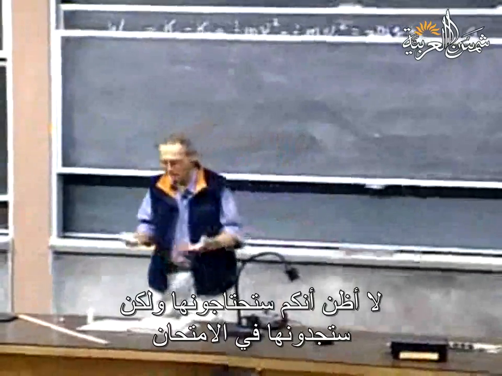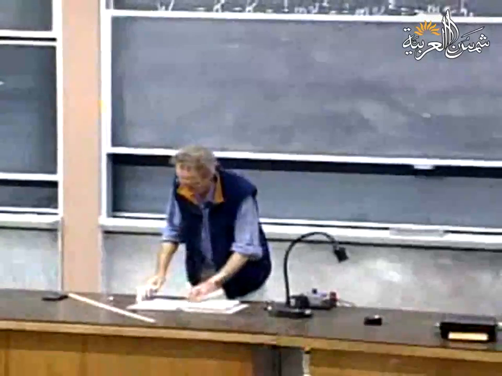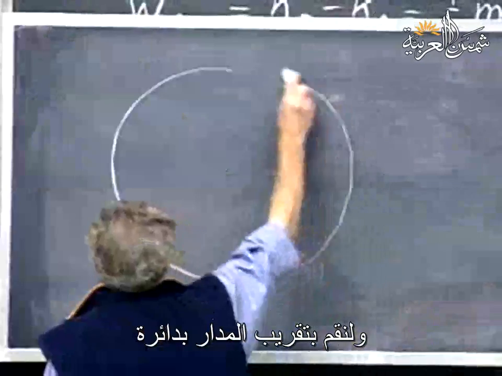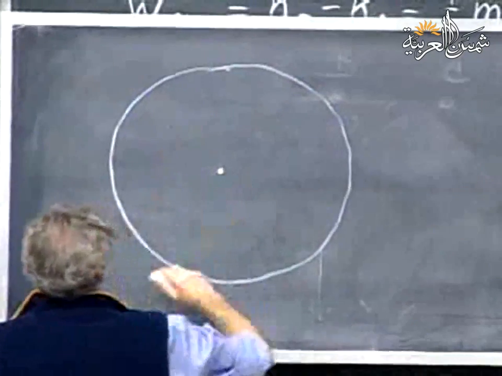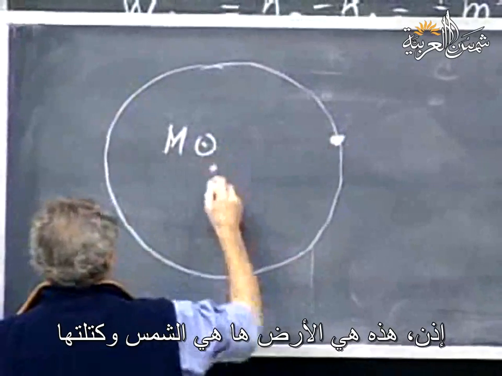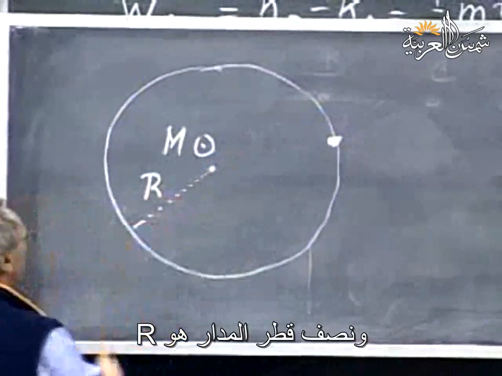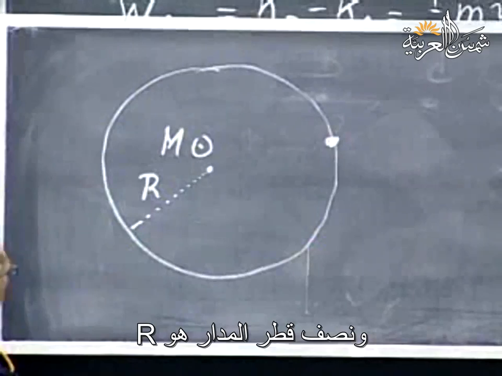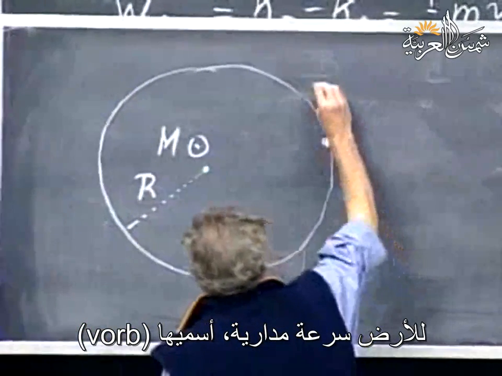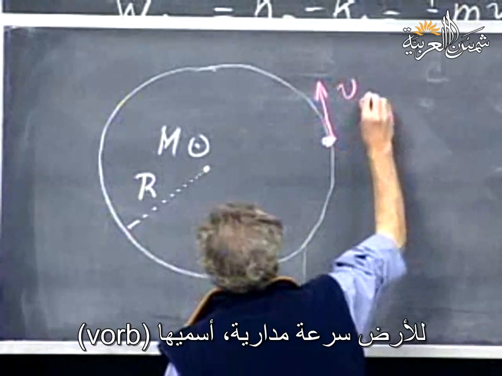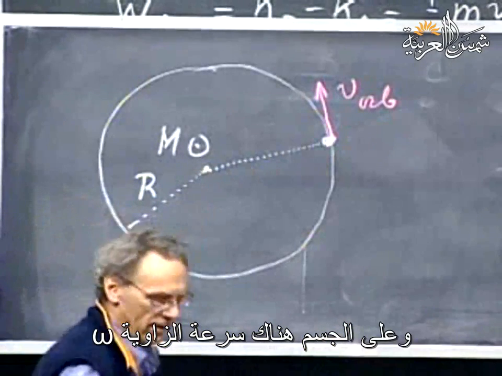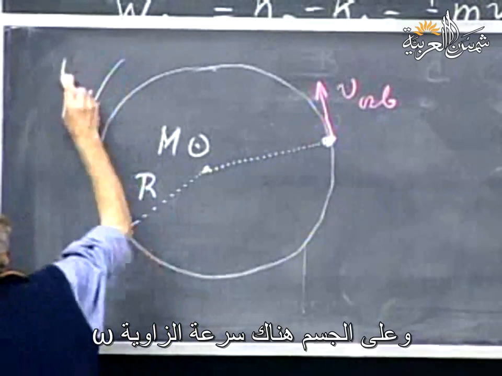I don't think you need it, but you will find it on the exam. Let's take the Earth going around the Sun, and let's approximate the orbit by a circle. So here is the Earth, here is the Sun, mass Sun, and the orbital radius is capital R. The Earth has an orbital velocity, I call it V orbital, and there is on the object the angular velocity, say, is omega.